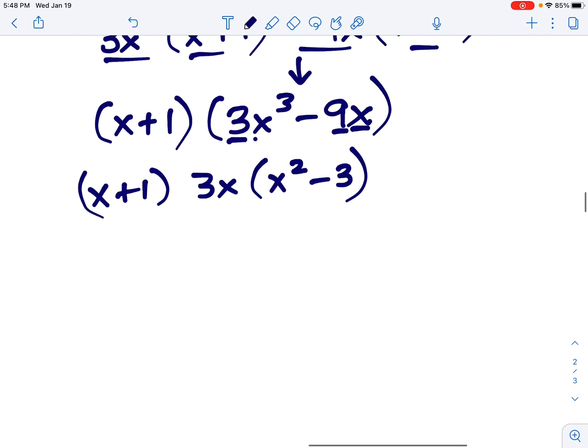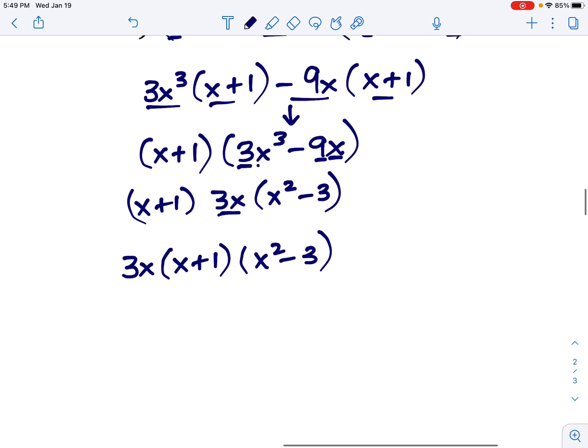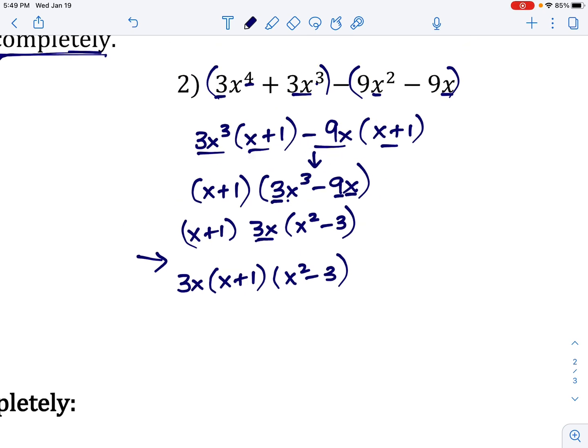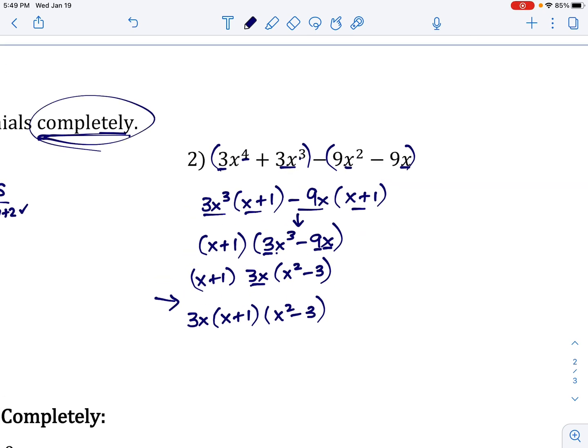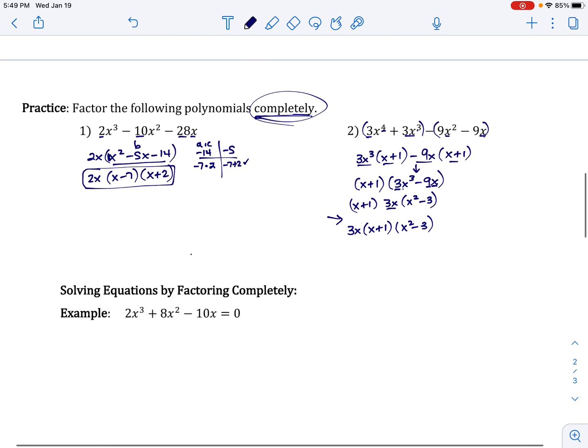So now I'm going to rewrite this with all of my factors together. I'm going to bring the 3x out front because there's nothing else to put with it. Then I have my x plus 1 and x squared minus 3. So that is your factored form. This was a lot of steps that you have to remember to do when we're factoring completely. Make sure you don't forget to add those extra steps in.